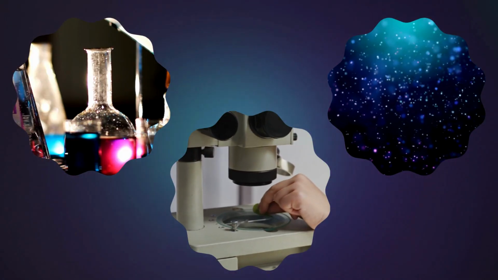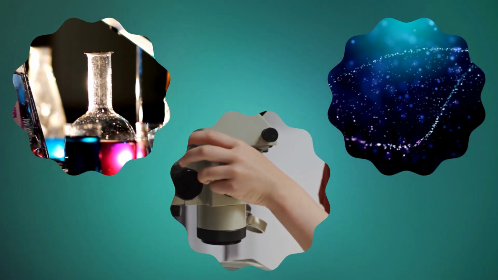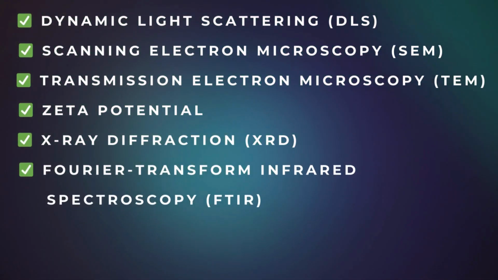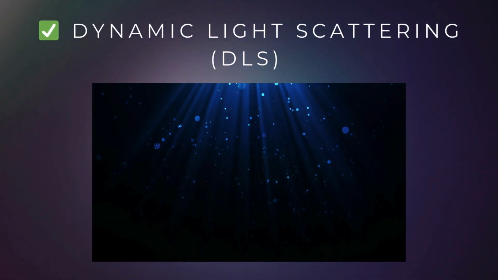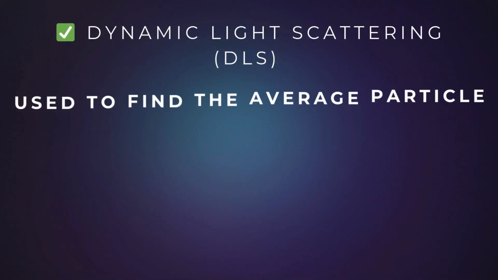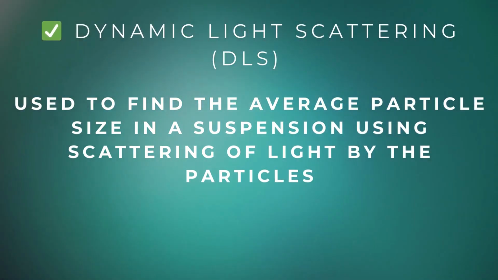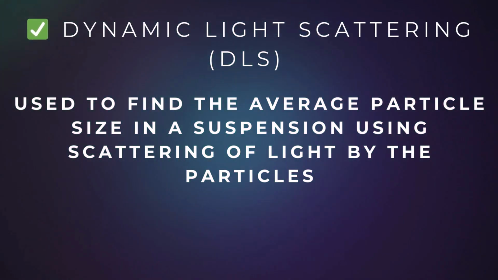There are dozens of ways to analyze nanoparticles, but today let's keep it simple. Here are some basic characterization techniques that work for almost all nanostructures. Dynamic light scattering, DLS, used to find the average particle size in a suspension using scattering of light by the particles.